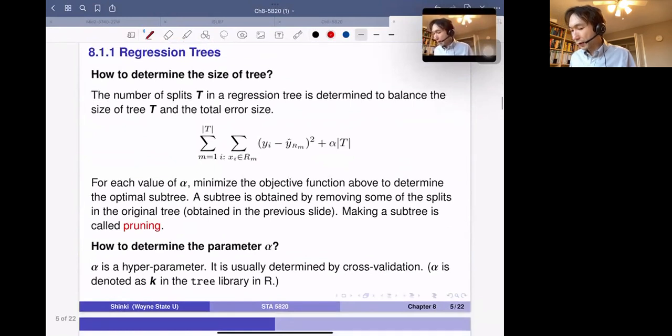Then how to determine alpha? So alpha is a hyperparameter. It's similar to the lambda in ridge regression. So remember that the RSS plus lambda times the size of the coefficient vector beta is the objective function in the ridge regression. And in the lasso case we have the L1 penalty here. So this lambda and this alpha are similar parameters. So generally, hyperparameter should be optimized by cross-validation.